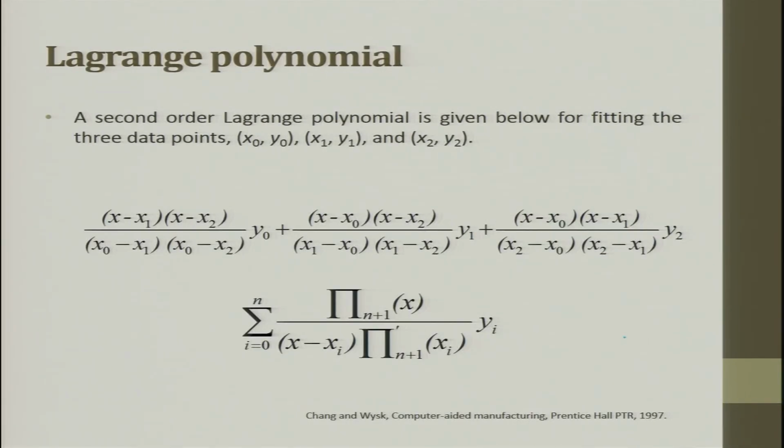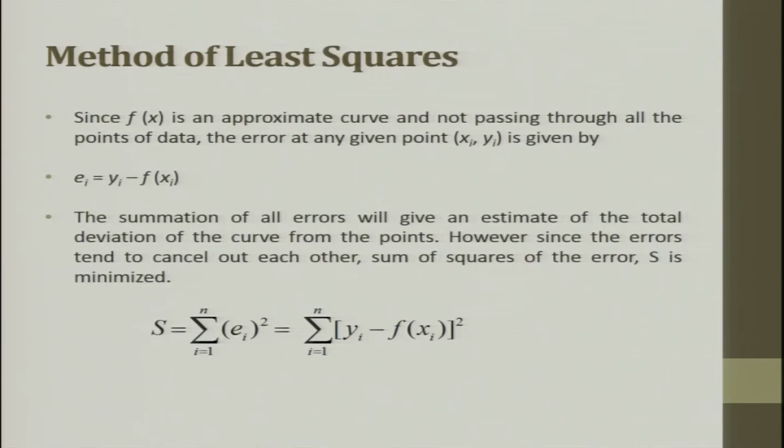Here we use the Lagrangian polynomial. A second order Lagrangian polynomial is given below for fitting the 3 data points x0, x1, x2. So, this can be represented by this. On fine tuning this can be represented in this form. The method of least squares is also used in order to have a best curve fit.